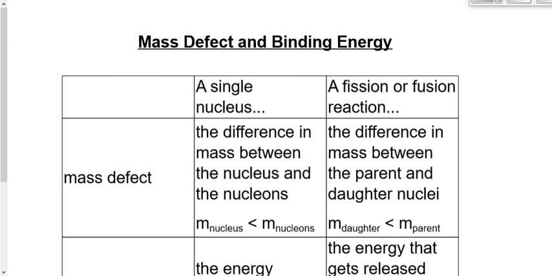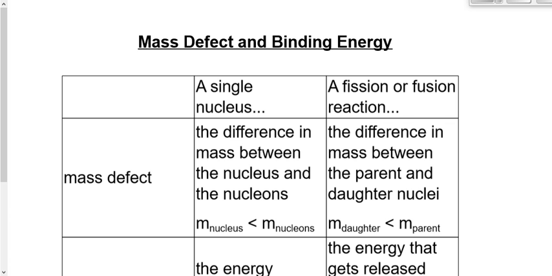What was a nucleon? Protons and neutrons, the things that make up the nucleus. We add up the rest mass of all the protons and the neutrons, and it gives us a certain value. That value is going to be slightly more than the mass of the nucleus itself. It's weird. The nucleus has less mass than the rest mass of the protons and neutrons combined, but it is what it is. The difference in mass there is what we call the mass defect.